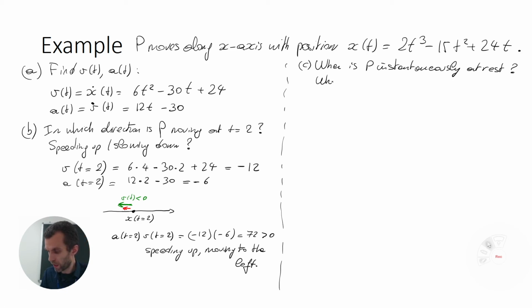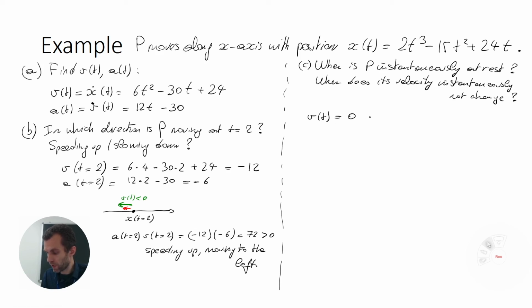And when does its velocity instantaneously not change? So the key word here is instantaneously. That means at specific moments in time. So for the first part, we have to look for zeros of v of t.